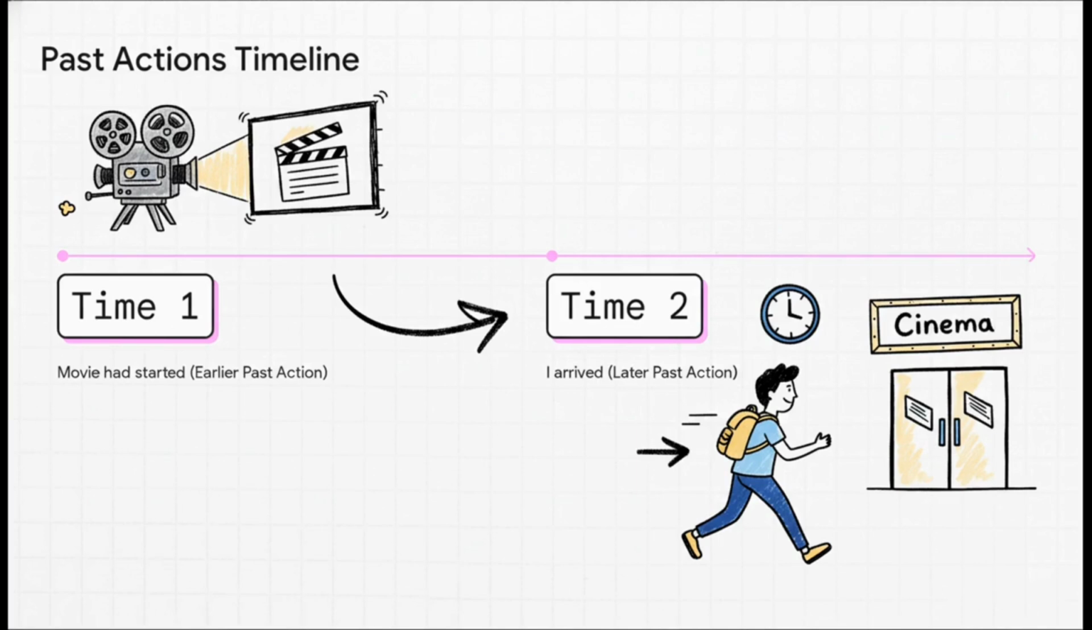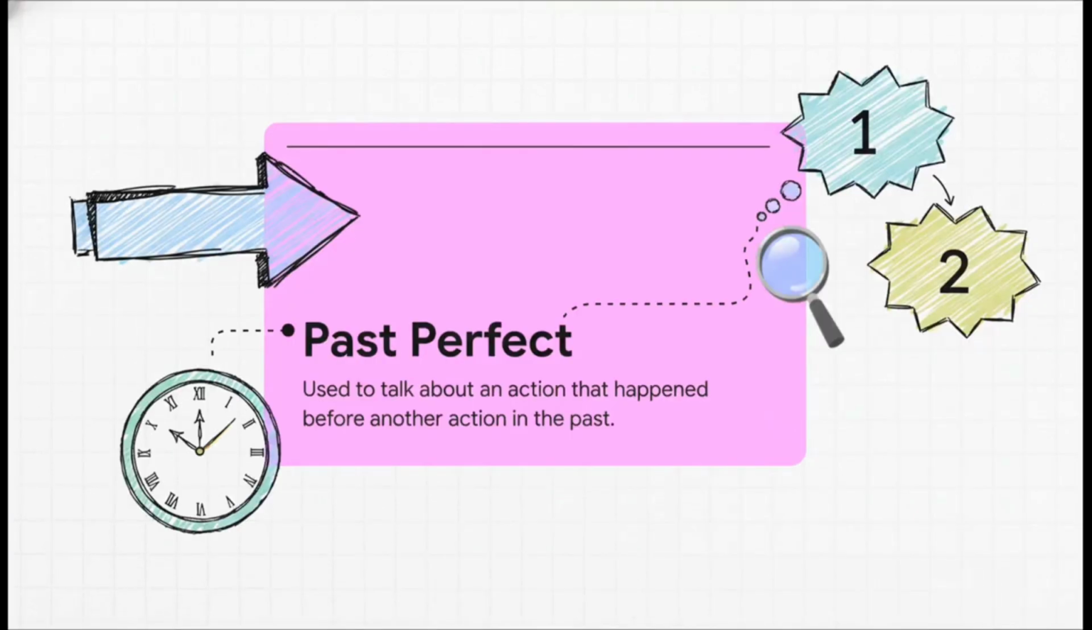Simple as that. So here's the bottom line. The past perfect is your go-to tool for talking about a past that happened before another past. Yeah, I know it sounds a little weird, but its whole job is to make the timeline crystal clear and show everyone exactly what happened first.